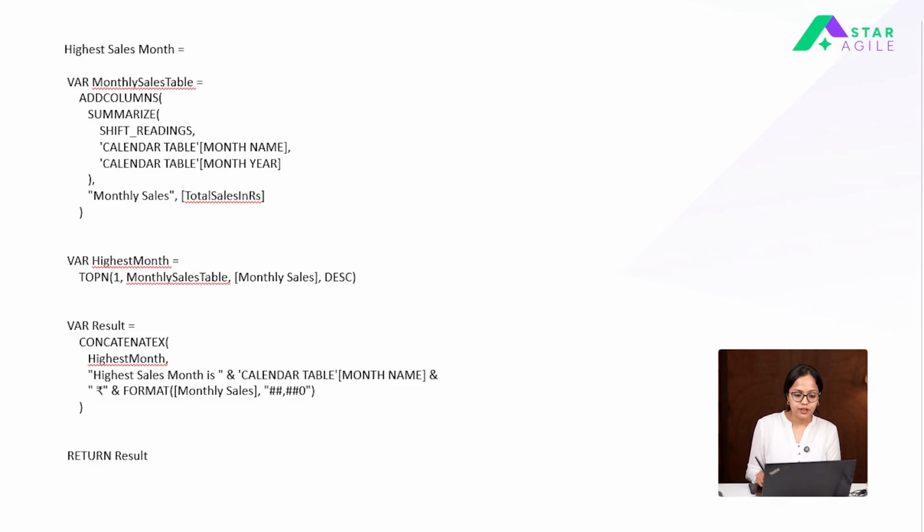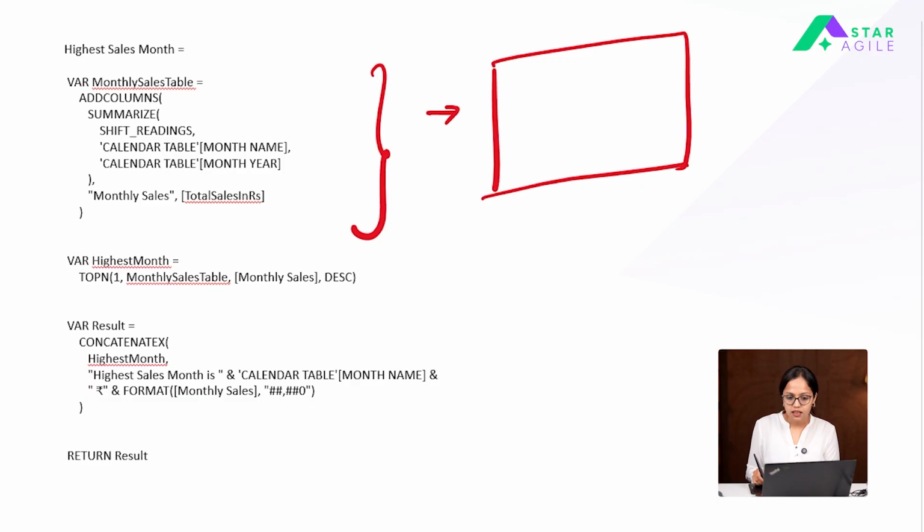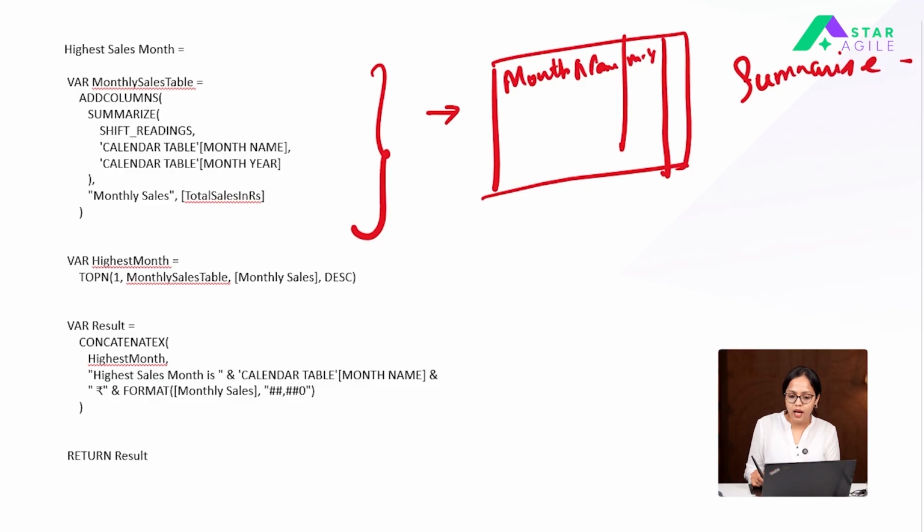So here is what we are going to do, guys. You're going to create a variable, which will have a virtual table kind of a thing. Using the SUMMARIZE function, we are going to bring in the month name that we had written in our calendar table, followed by the month and the year. Followed by that, you're going to have the monthly sales. These are the things that you're going to bring in here. So that is the first variable.